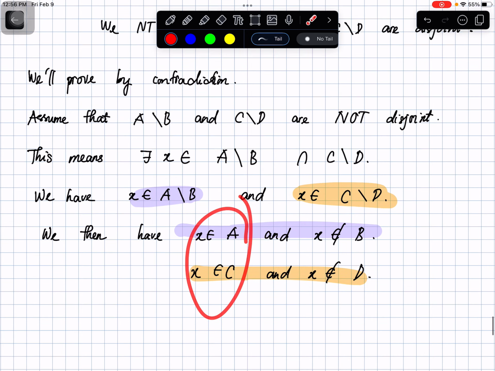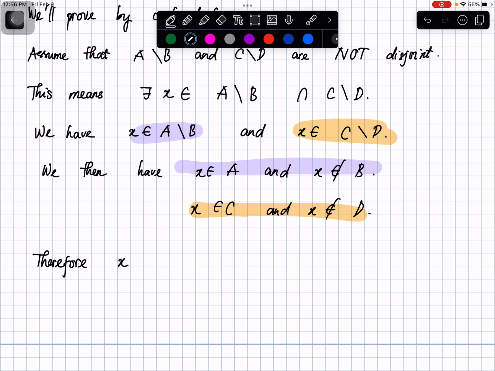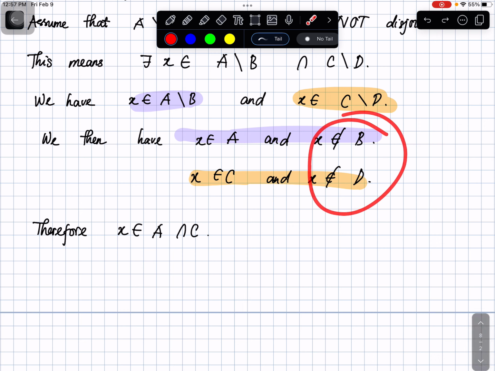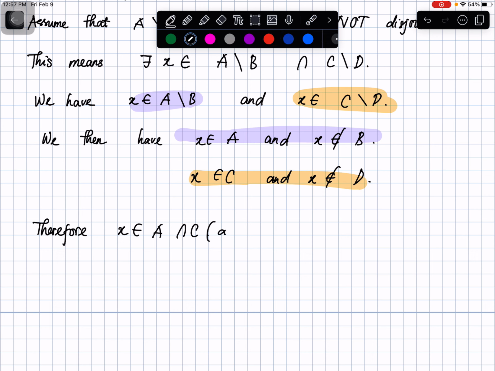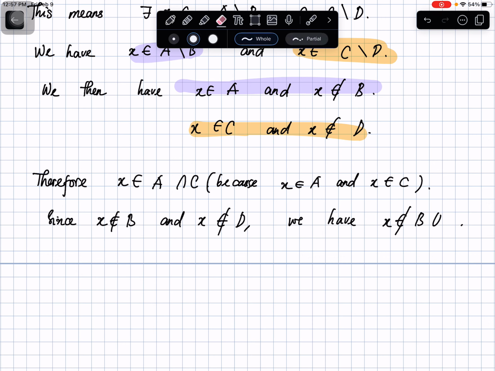x in A, x also in C, so x in A intersect C. The two imply x in A intersect C. x not in B and x not in D. This means x not in B union D. We say this because x in A and x in C, and since x not in B and x not in D, we have x not in B union D.